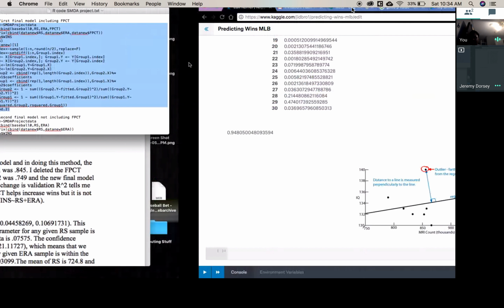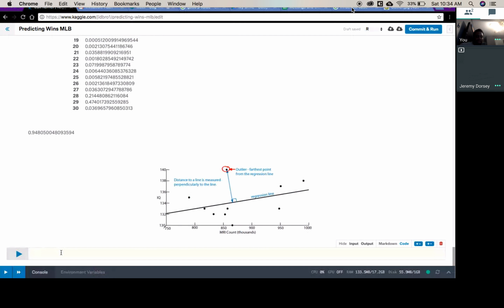So we're going to look to see whether this model is going to be our final model or if we need to take out any more variables.